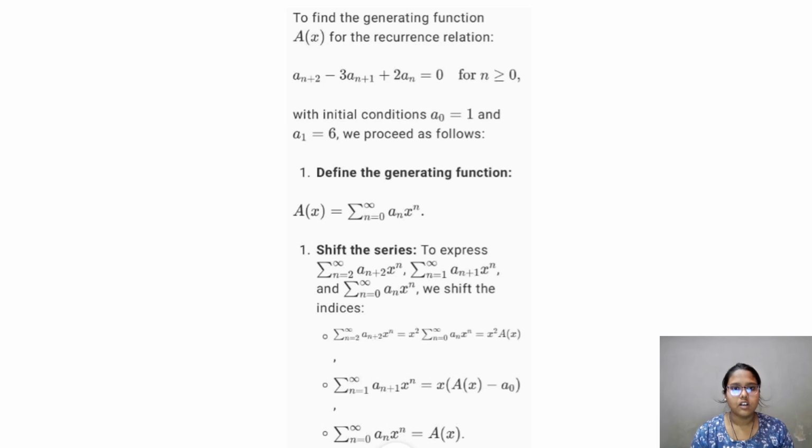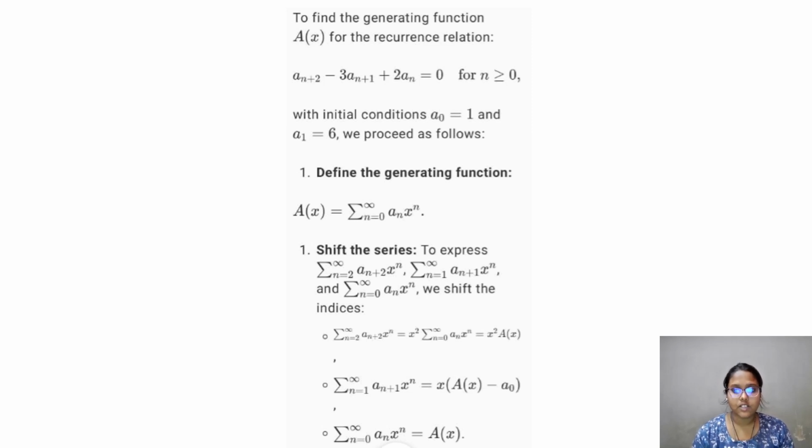So here is the given problem to solve: find the generating function A of x from the recurrence relation. The given equation is a of n plus 2 minus 3 a of n plus 1 plus 2 a of n is equal to 0, for n greater than or equal to 0.